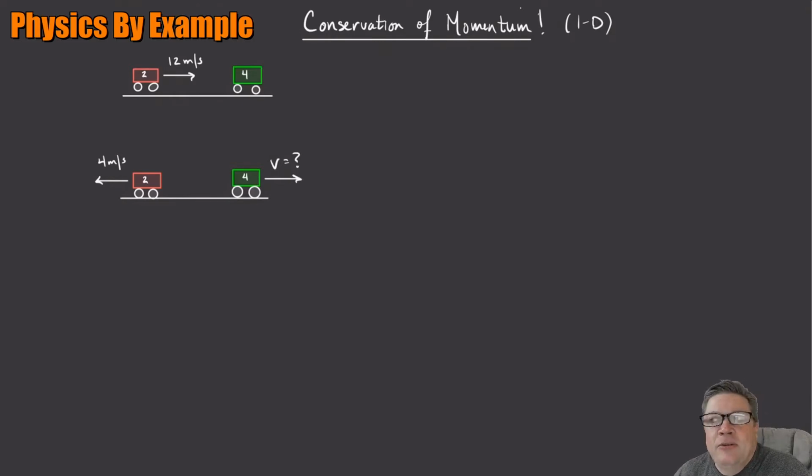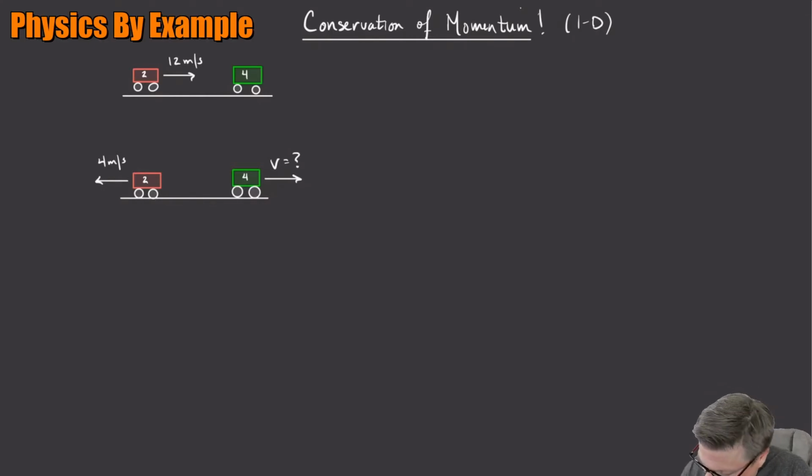So what I've got is two different carts. One is 2 kilograms, the other is 4. Suppose the 4 kilogram one is at rest, so we'll keep it pretty easy the first time. The 2 kilogram one is moving at 12 meters per second to the right, and then they collide somehow. And then what you notice afterwards is that the first one, the 2 kilogram cart, is moving backwards at 4 meters per second. And we want to figure out what the speed of the 4 kilogram one was, the one that was at rest. And the conservation of momentum is going to let us do it.